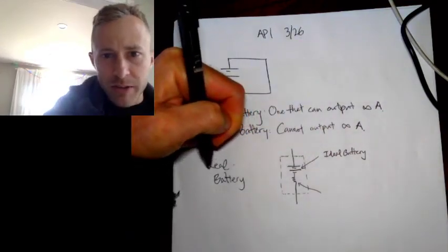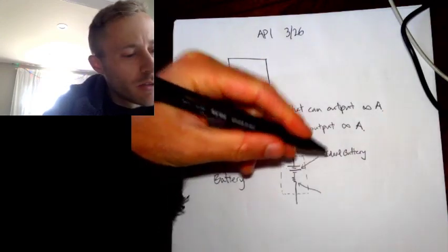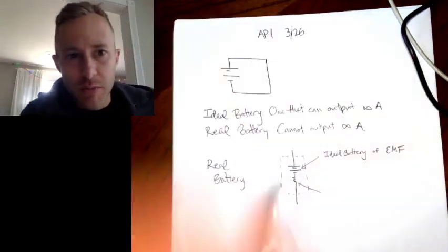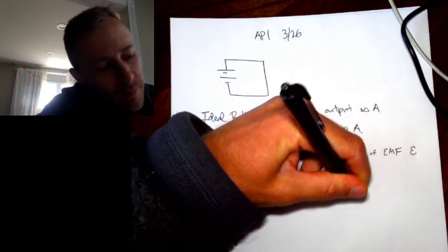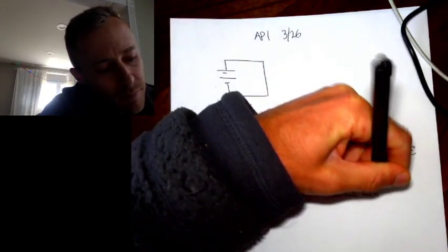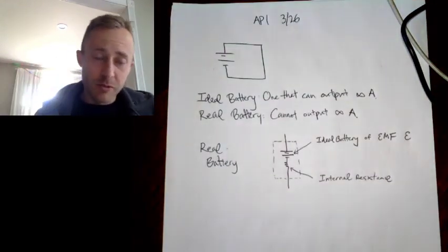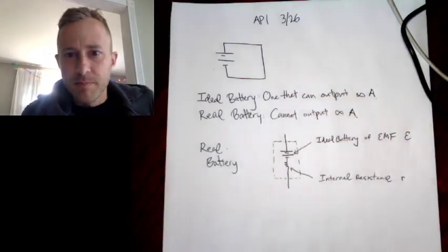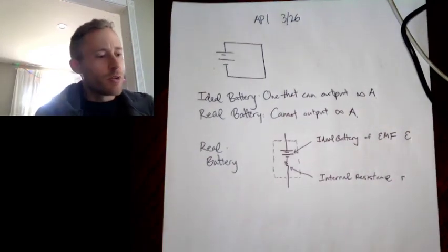So a real battery has an ideal battery inside it, and the voltage of the battery is called its EMF, which stands for electromotive force. Okay? And it's called the internal resistance because it's the resistance inside the battery, and it's denoted by little r, okay? So this is our model of a real battery.